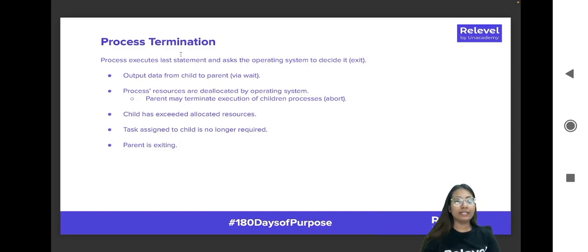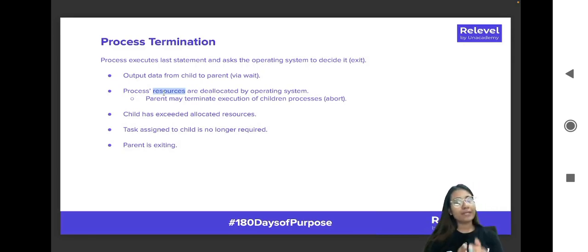Also, at this point, like we talked about, the parent's resources are deallocated by the operating system. There are two things: the parent process resources and the child process resources. Sometimes they get deallocated in situations like an interrupt or a kill command. In that case, a process is also interrupted. And sometimes the parent may terminate the execution of a child process as well.